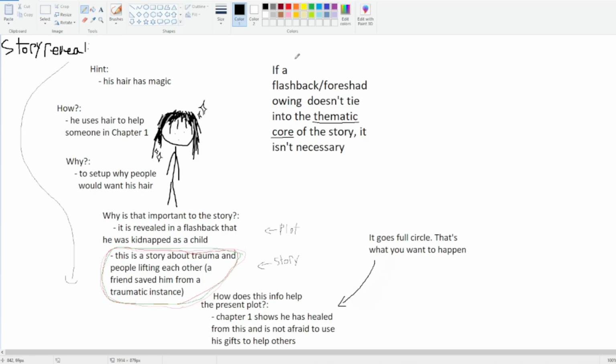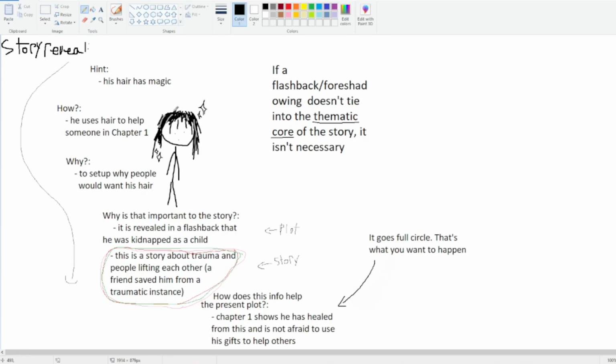But basically, to top this all off, if a flashback or foreshadowing doesn't tie into the thematic core of the story, it isn't necessary. So if there's something that you really want to add, but it isn't necessary, then either you make it necessary for the plot, or you just throw it away. Most of the time, whenever I want to add a really funny detail, I make it necessary for the plot. I tie it into the actual core thing.